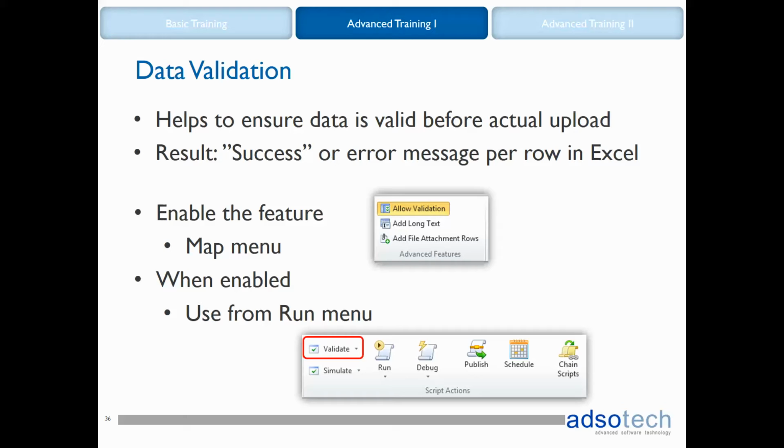To use this feature, the script's developer must first enable it in the map menu by clicking Allow Validation, and then the person running the script has the option to either run the script directly from the Run button or to run validation by clicking on Validate.